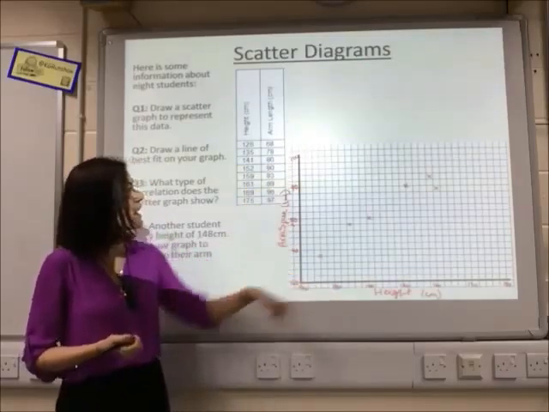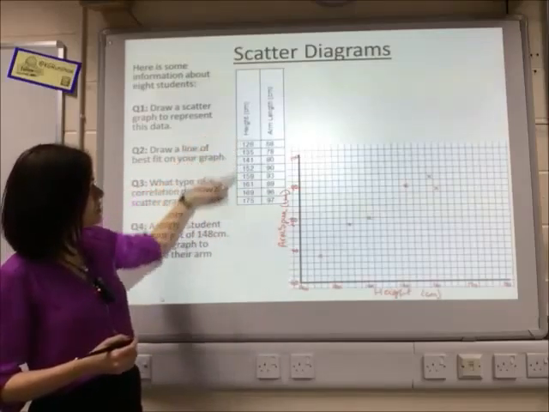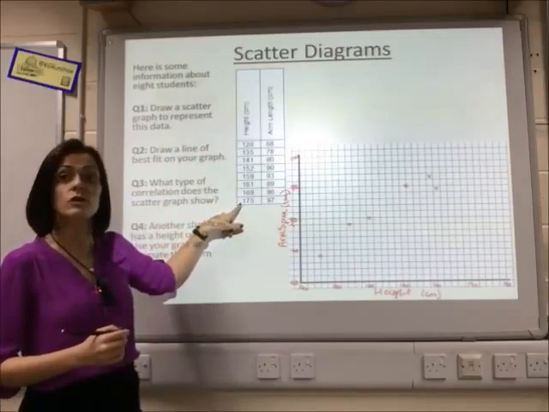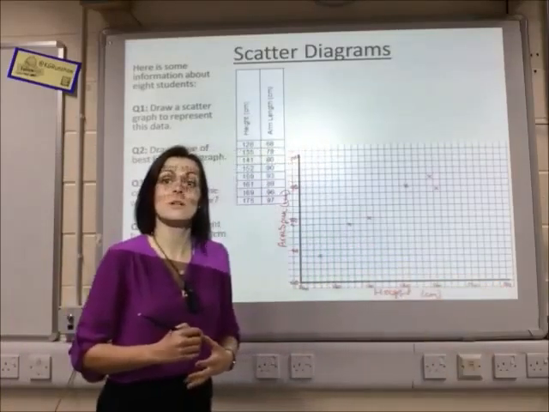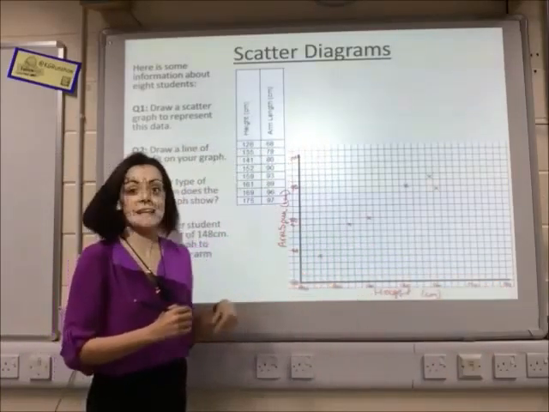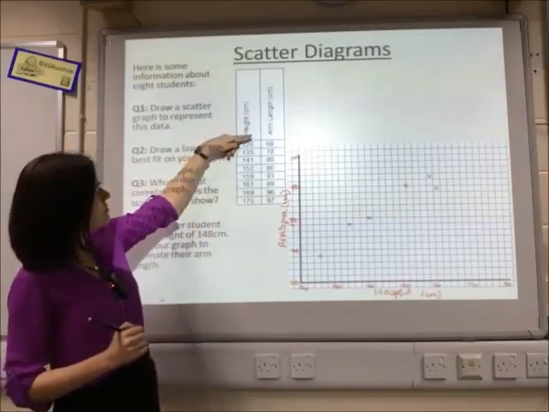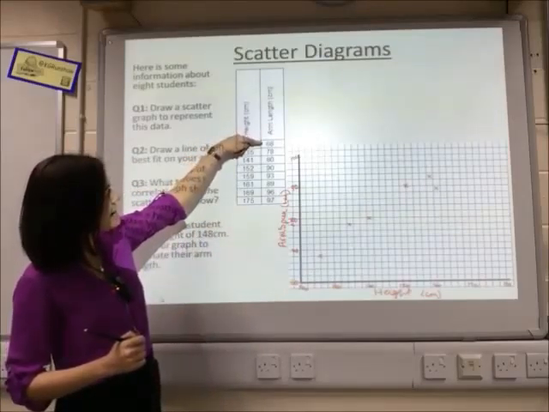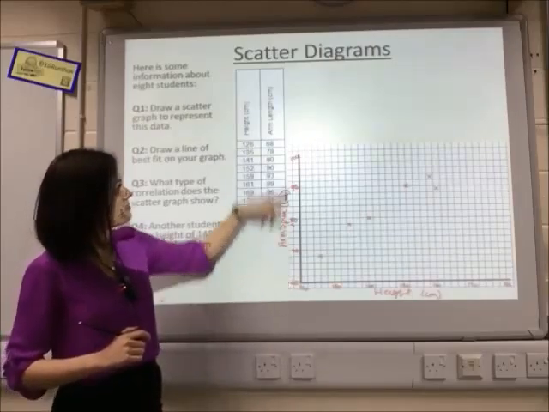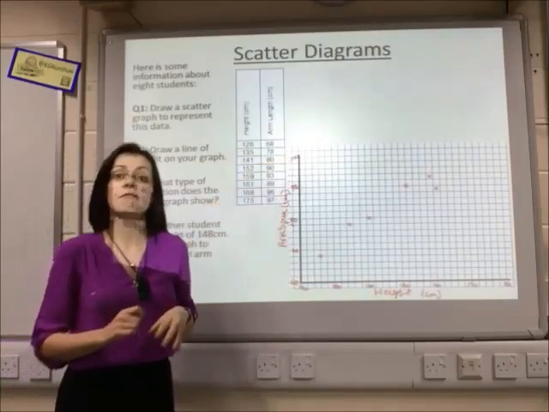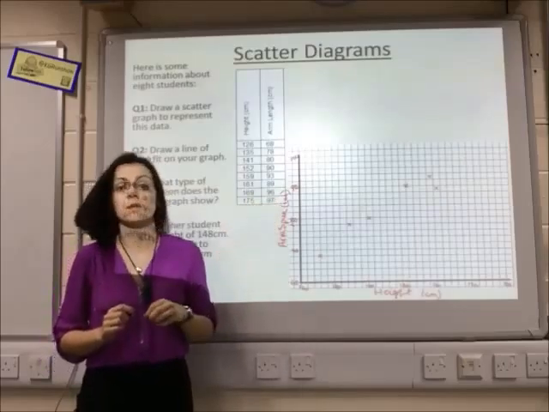So I've just drawn a quick axis. I've noticed that my height's got to go from 126 to 175. So I've gone from 120 to 180 on my axis, so all of that fits on, and I've labelled it height. And I've noticed that my arm span needs to go from 68 all the way up to 97. And so I've made sure my axis goes from 60 to 100 so that I can fit all of those things on, and I've labelled that one as well.